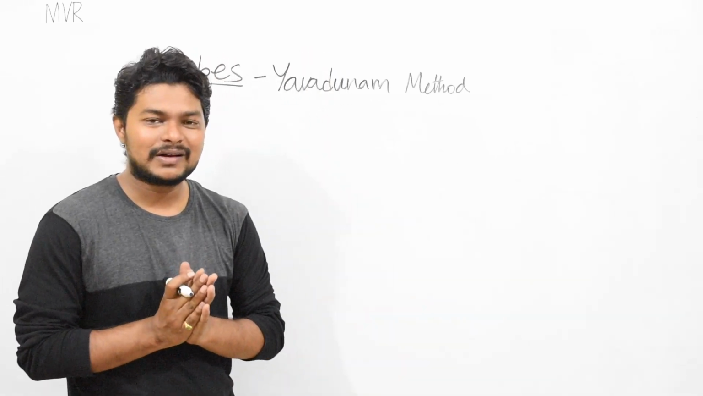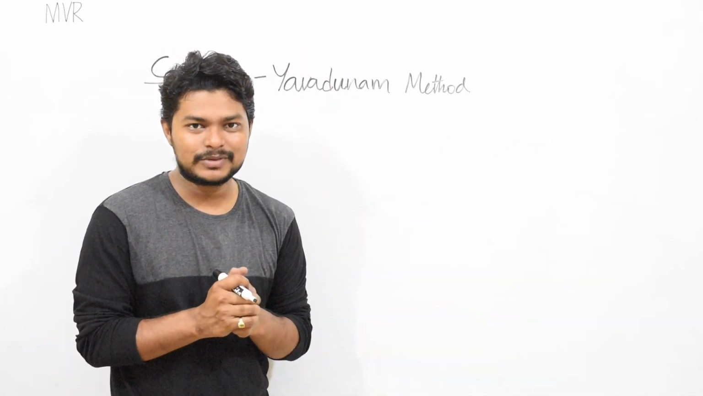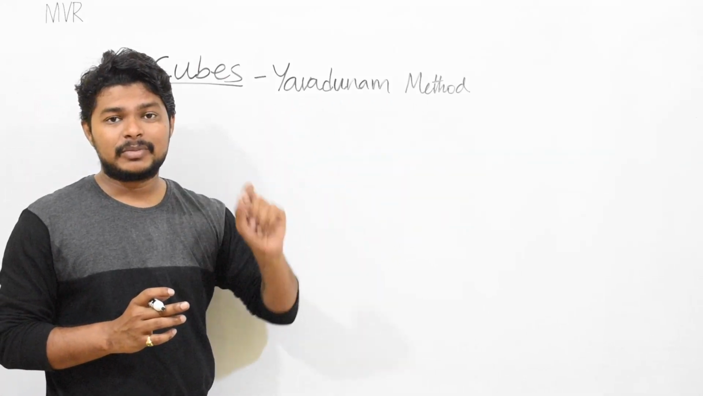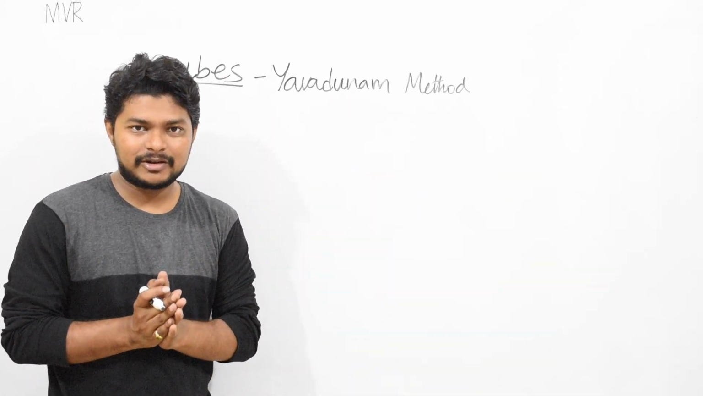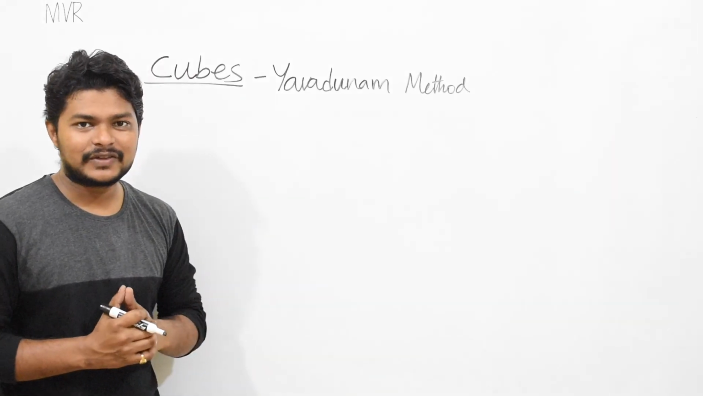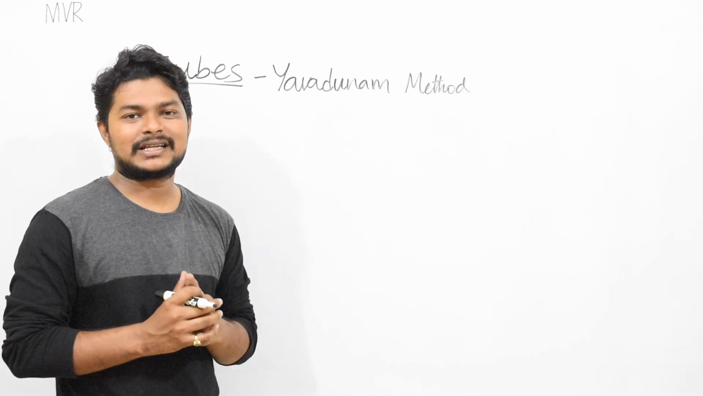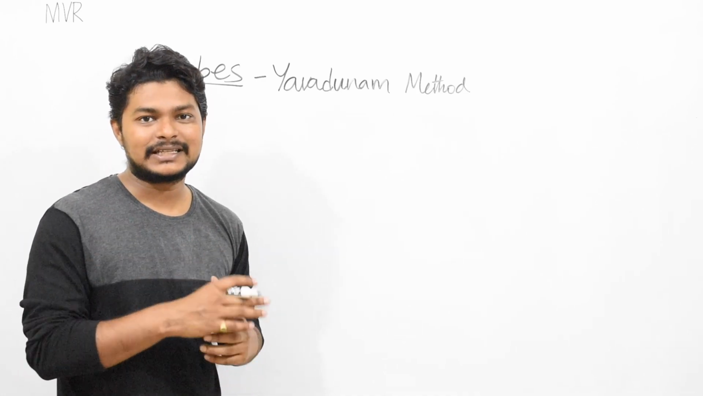Till now we have seen solving cubes in one method. Now we will see cubes in the Yavadunam method. People also call it the Y method in Vedic mathematics. The specialty of this method is that you can solve a 3-digit number cube within 30 seconds. By practice you can solve it within 10 seconds also.